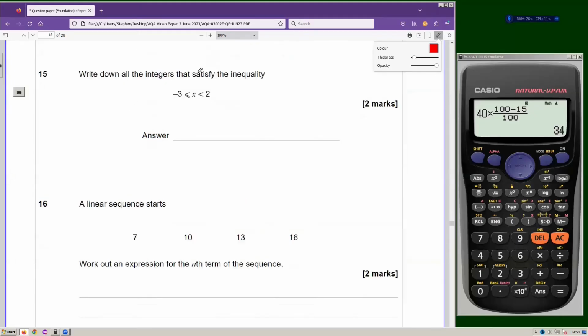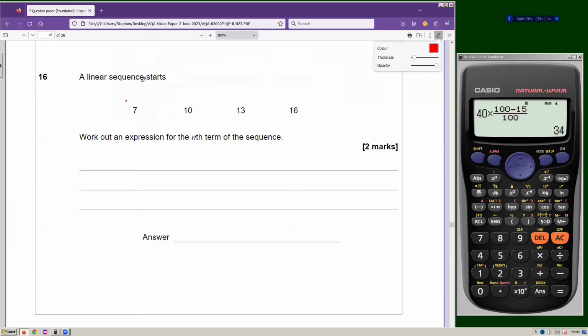Write down all the integers that satisfy the inequality. Minus 3 is less than or equal to x. Okay, so it can be minus 3. On all the integers, so whole numbers. So then we can have minus 2, minus 1, 0, 1. But we can't have 2 because it's less than 2. See?